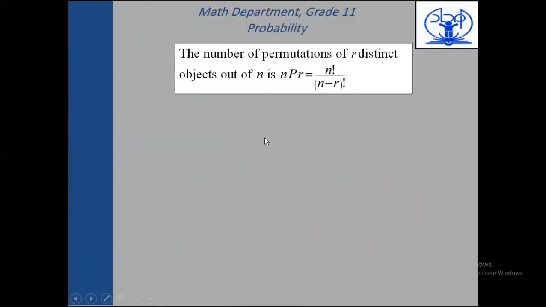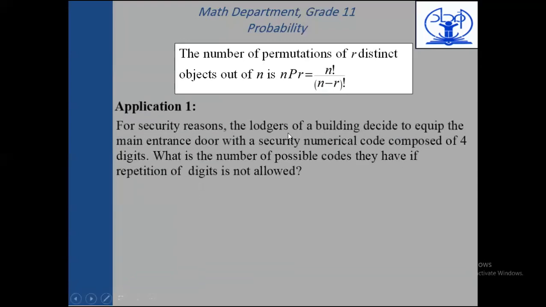So in general, the number of permutations of R distinct objects out of N is P(R, N), N factorial over (N minus R) factorial. Application 1: actually you don't need to work on this, because P 3 out of 7, for example, is just used on the calculator. You find it using the calculator. You don't need to perform these by yourself. But as a formula, we are telling you that this is the formula.